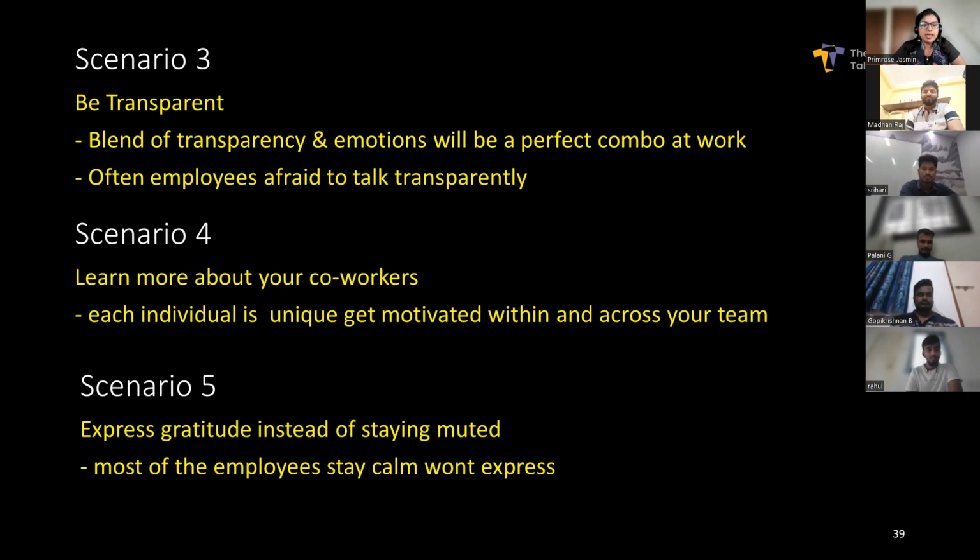The last one: express gratitude instead of staying muted. Most of the employees stay calm sometimes and they won't express. Sorry, please, thank you doesn't cost you anything at all. Thank you is part of gratitude. And the more you say thank you, the universe actually gives you more blessings. This has been a universal talk that gratitude opens up the key for more blessings.